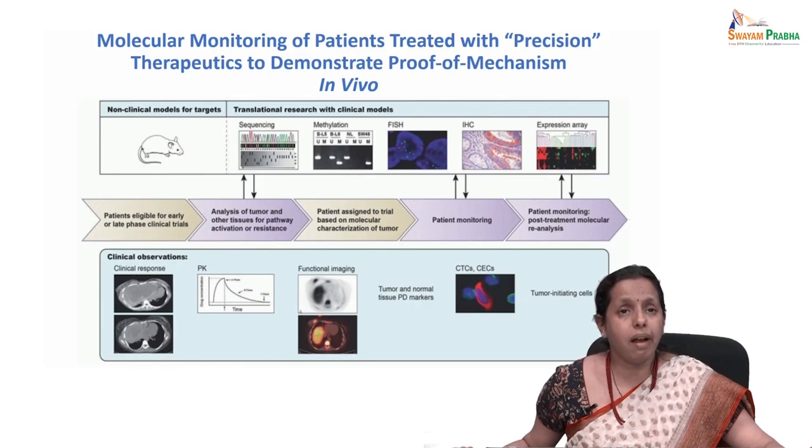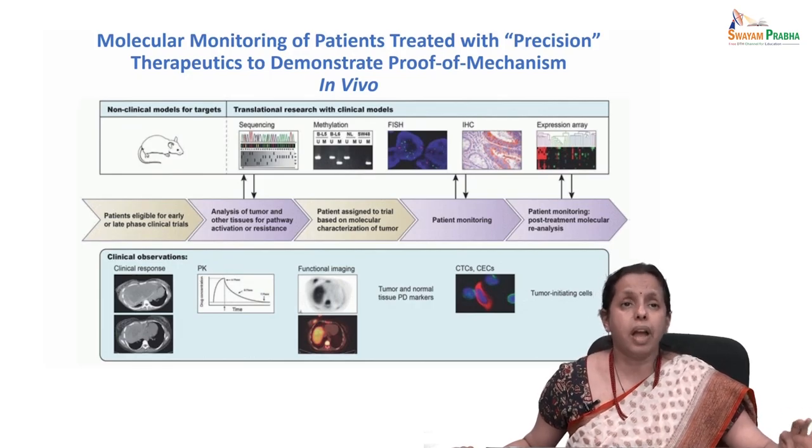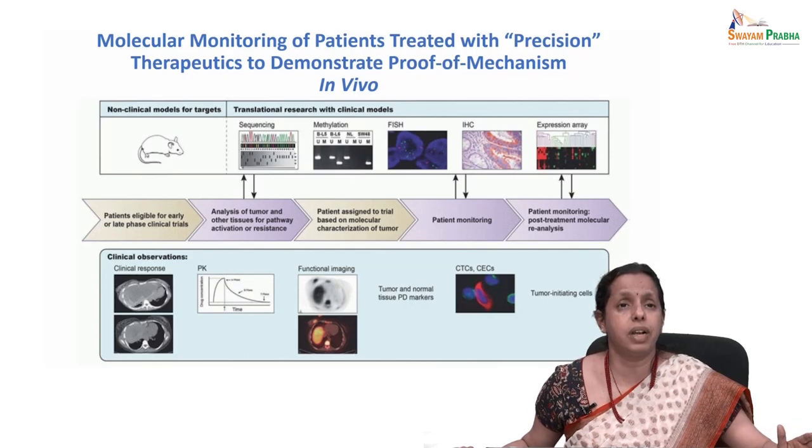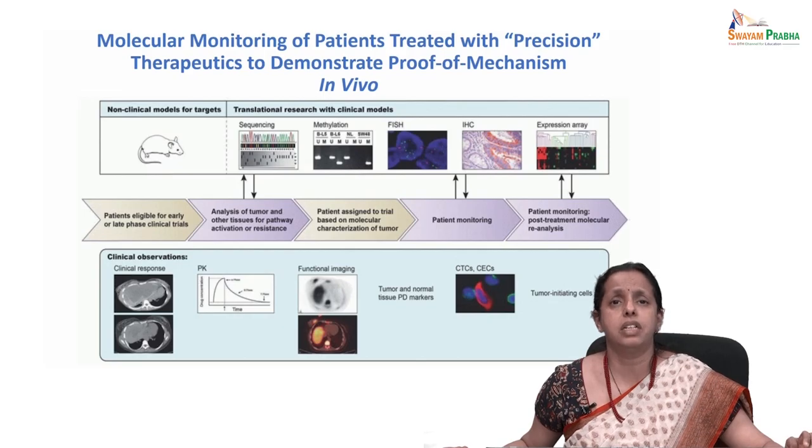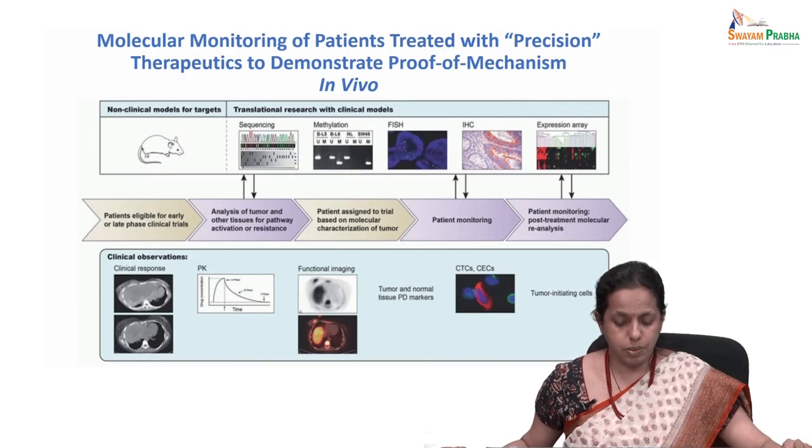Here itself, you are having another model. For a patient, for example, you may require 2 to 3 months to monitor the effectiveness of a drug, whereas for a mice, another 15 to 20 days, and we can know. We can really predict the efficacy of the drug using this particular mice model. And then you go for the sequencing of the same tumor before you implant it into the mice. Then you look for the methylation, then the FISH, then the IHC, and then you look for the expression array.